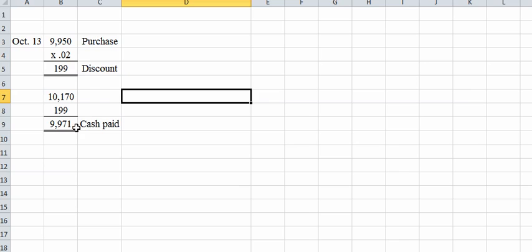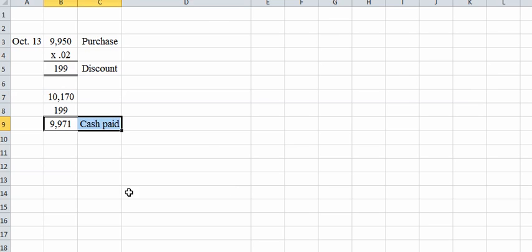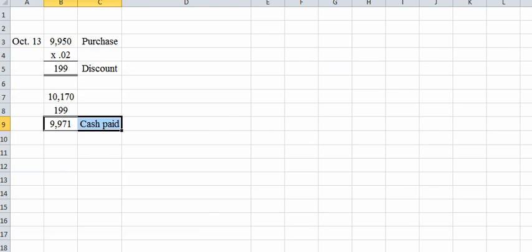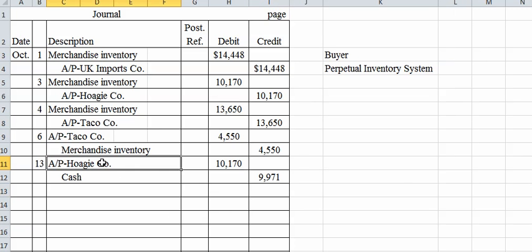Now, what did we give up? Well, we paid out cash of $9,971. We now have less cash. It's an asset that decreases on the credit side. So we're going to credit cash for $9,971. I believe, was that the number? Yes, $9,971. Okay, we debited accounts payable to decrease its balance to 0. Remember, it's a liability, decreases on the debit side. Then we credited cash, an asset that decreases on the credit side, for the amount of cash paid out.